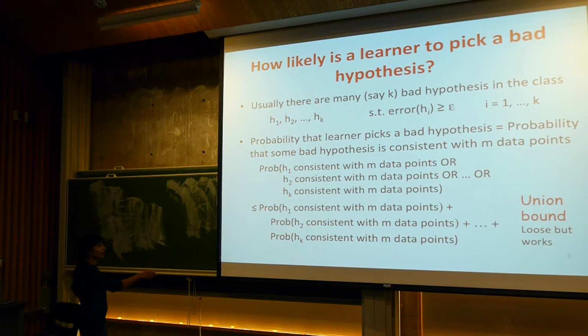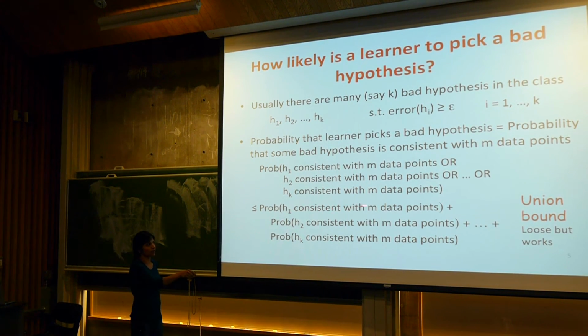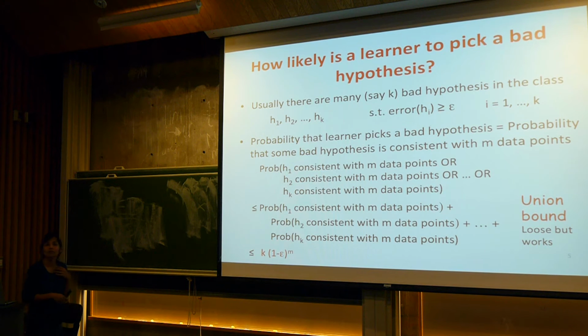All right. So we already know the probability that a bad hypothesis is consistent with m data points. We worked it out in the last slide, right? It was less than (1 minus epsilon) to the m. And now we are just summing k of those. So we have a bound on this, right? It's just k times (1 minus epsilon) to the m. Everybody OK with this?